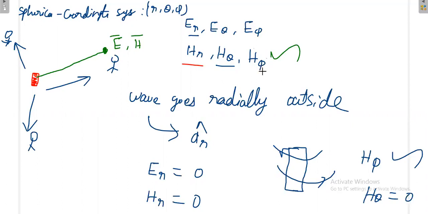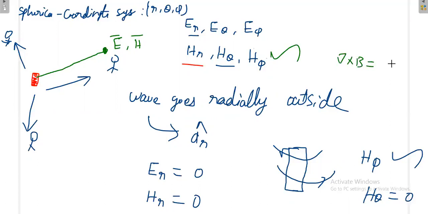Once H pi is there, that formula is there: del cross H is equal to JC plus JD. In that formula, you have to apply H pi. Then that will give you some value. So I cannot make any further conclusion here, because once I know H pi's nature, I have to really put it in that formula, because the formula is telling del cross B is equal to JC plus JD.